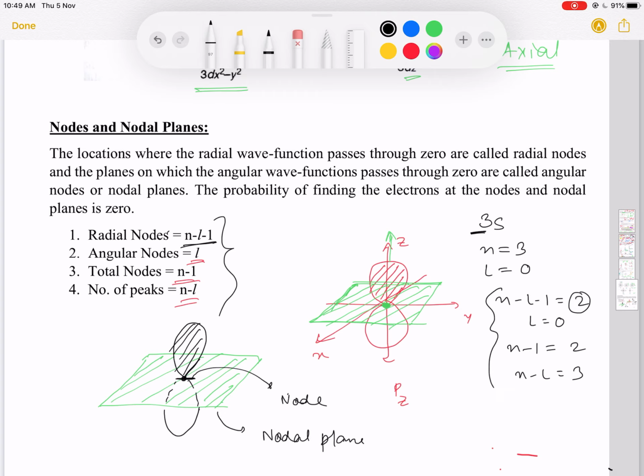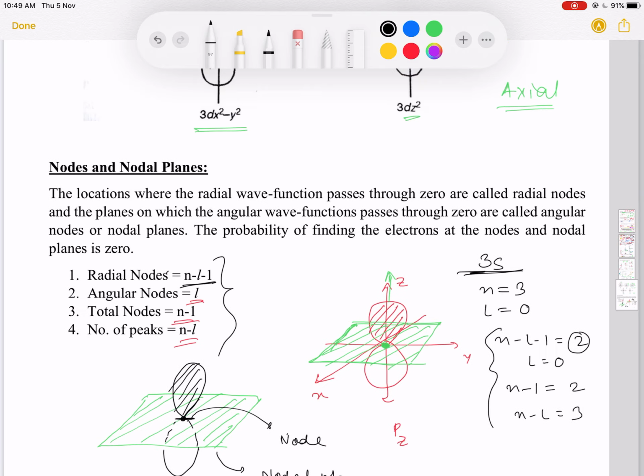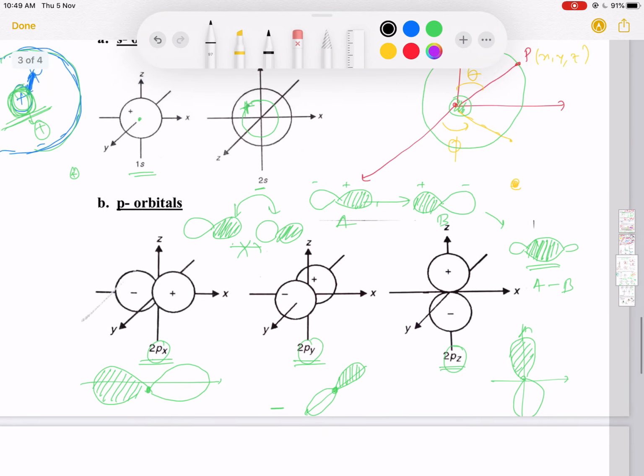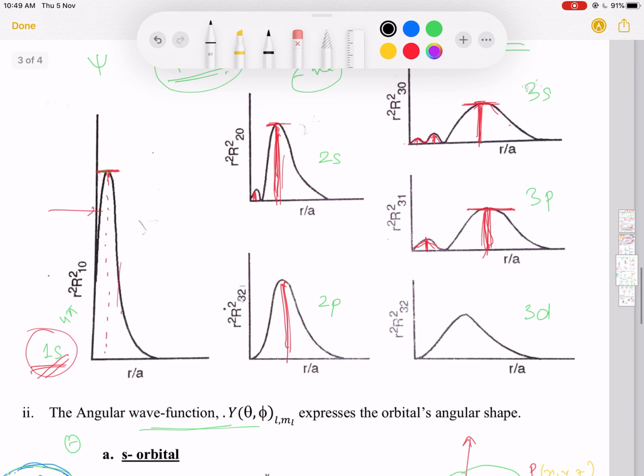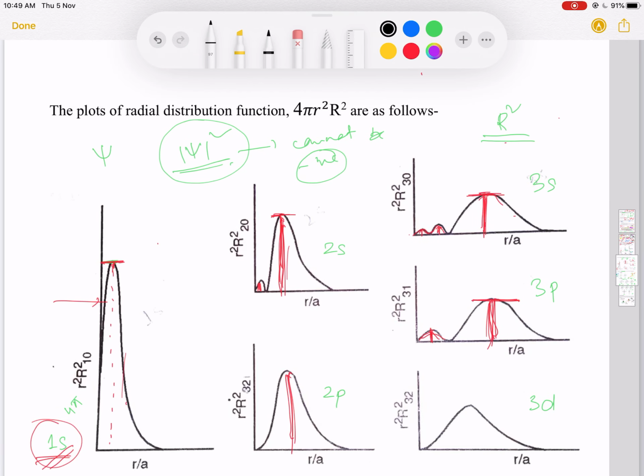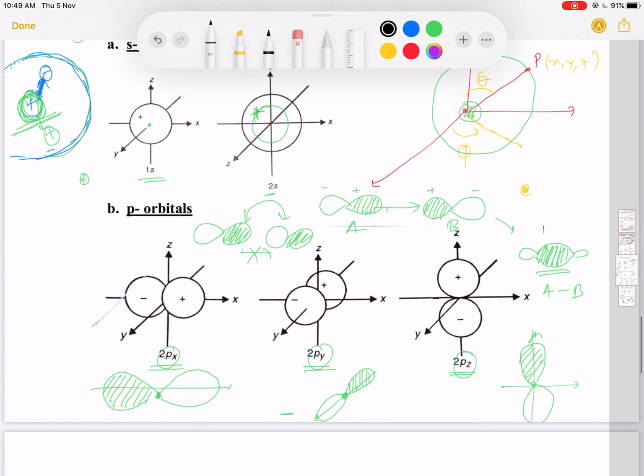So for 3s, the radial distribution function looks like this. Now you see we have 1 peak, 2 peaks, 3 peaks, so the number of peaks is n minus l, which is 3 minus 0, that is 3. This is the number of peaks we can find. I think with this I'll conclude today's lecture.